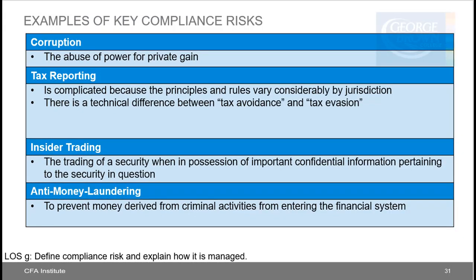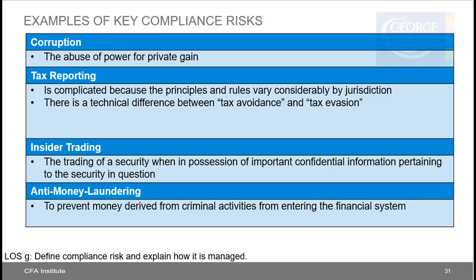And now we're going to look at examples of key compliance risks. In the text, there's a section on corruption, a section on tax reporting, a section on insider trading, and a section on anti-money laundering. So there are four sections: corruption, tax reporting, insider trading, and anti-money laundering, four examples of key compliance risks.